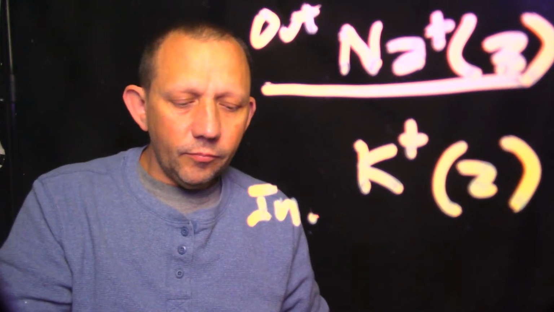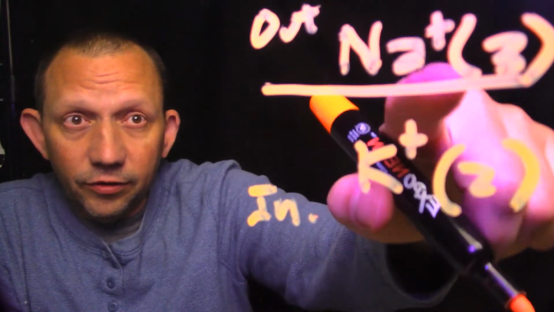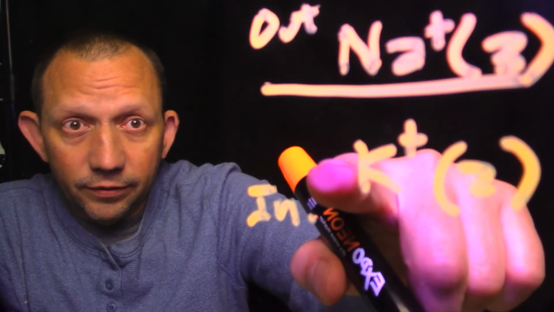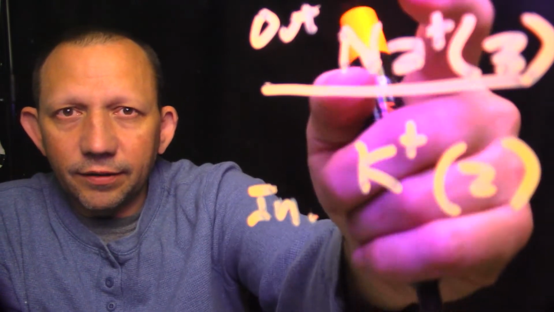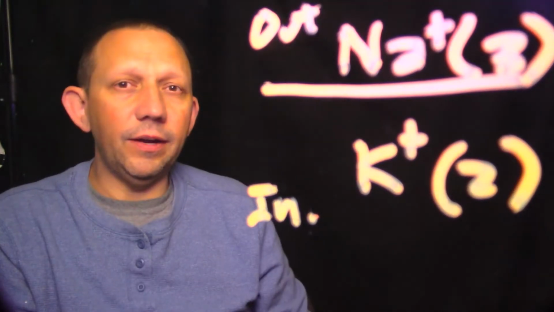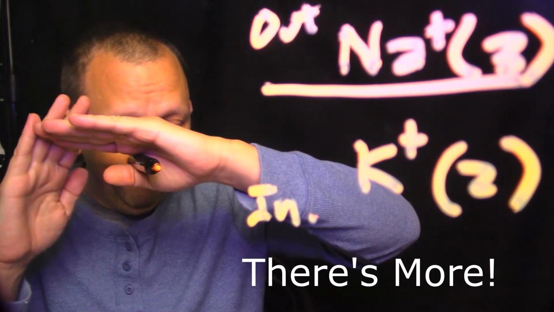Relatively, it's negative on the inside. So you have 3 positives and 2 positives. Relatively, it's more negative on the inside than it is on the outside, and more positive on the outside, relatively. That's step 1. But wait.